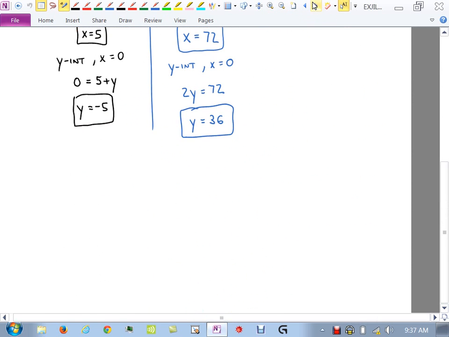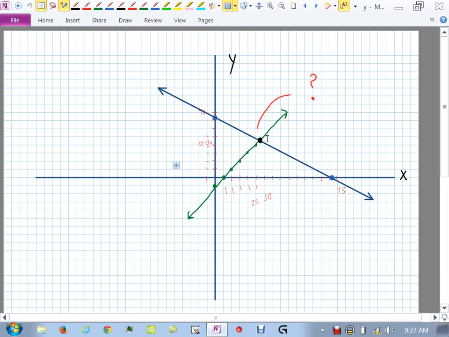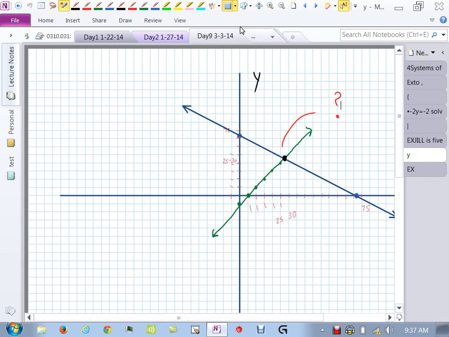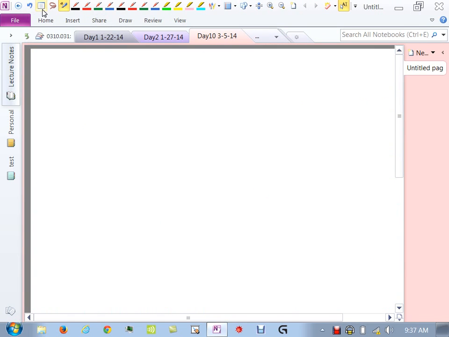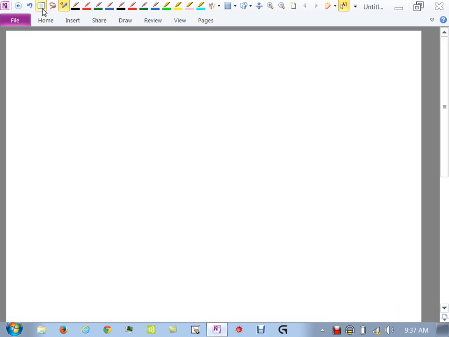And when we tried to do that graph, it was very difficult to determine what that point was, because our graph is only as good as how good we draw it. So today we try and find a new way to do this where we won't have to rely on the accuracy of our graphs to get a solution. So what we're going to be looking at is what's called substitution.